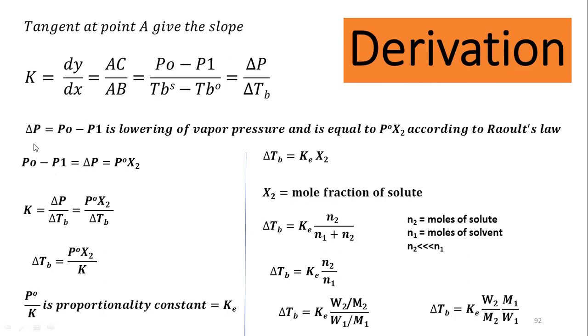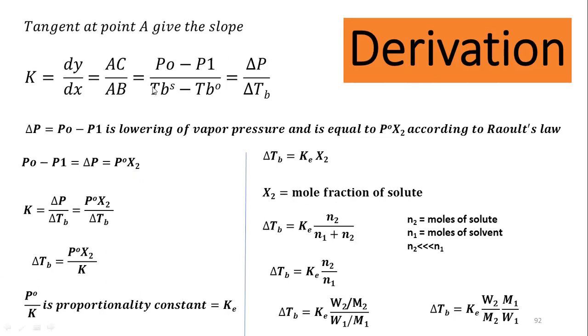So delta P is actually P naught minus P1, the lowering of the vapor pressure, as we have discussed in detail in the previous lecture. According to Raoult's law, P naught minus P1 equals delta P, and this delta P is equal to P naught x2. Again, P naught is the vapor pressure of the pure solvent, and x2 is the mole fraction of the solute. And this is Raoult's law.